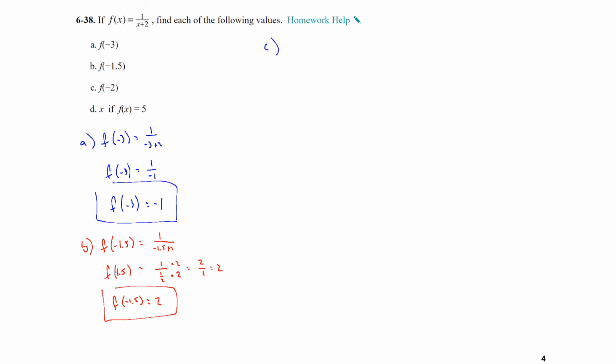All right, part C, f of negative 2. And once again, we're just plugging the value in for x. So negative 2 plus 2 is 0, so we have 1 divided by 0. And what's 1 divided by 0? If you're not sure, plug it in your calculator. Remember, you cannot take a number and divide it amongst no one. So therefore, this is undefined. So you cannot divide by 0. You can take 0 divided by a number, but not a number divided by 0.